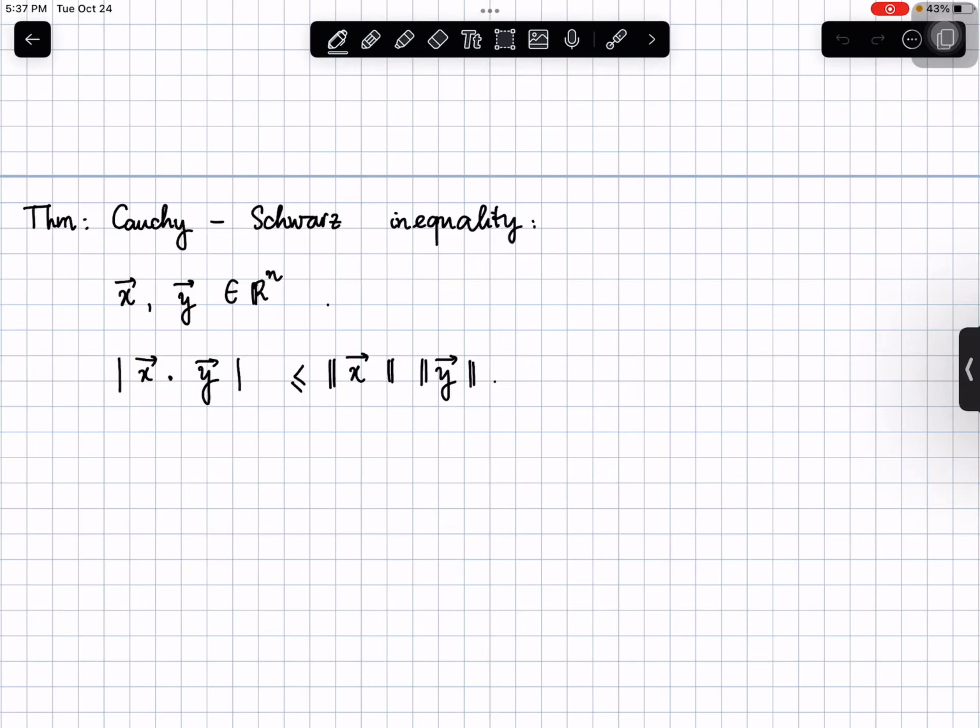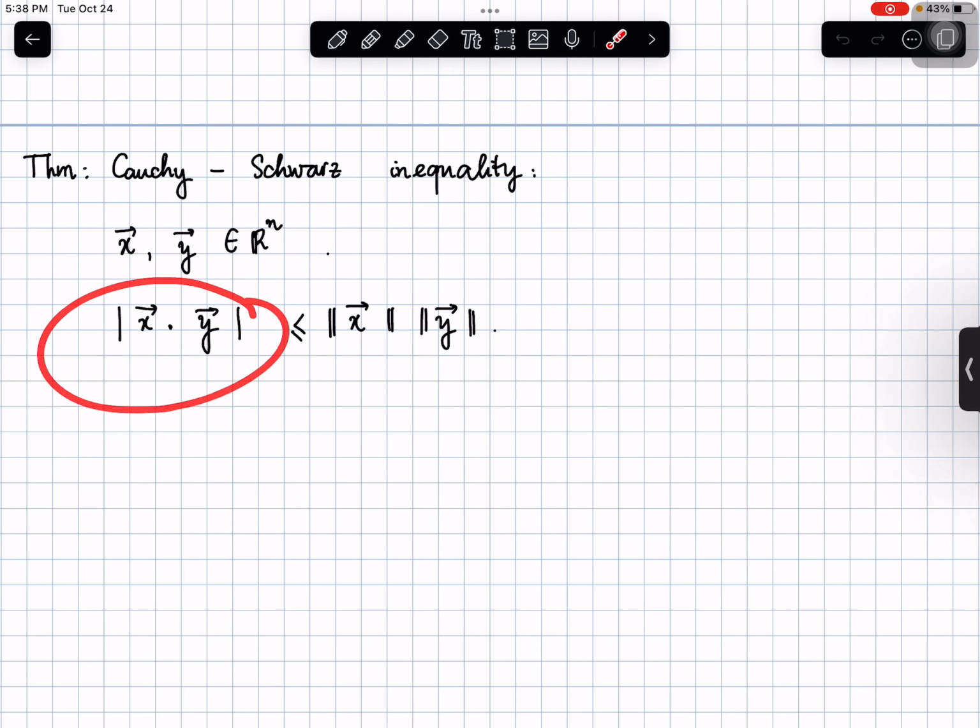We can prove the Cauchy-Schwarz inequality. Given two vectors x and y in R^n, the absolute value of the dot product of x and y, so |x · y|, is less than or equal to the norm, or the length, of x times the length of y. Here's the absolute value, because this is a scalar, right?